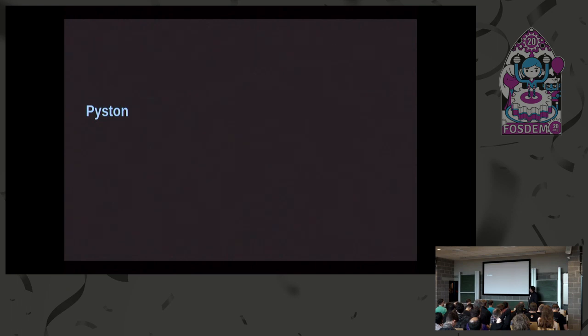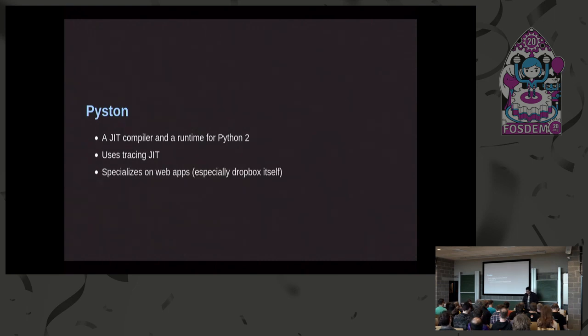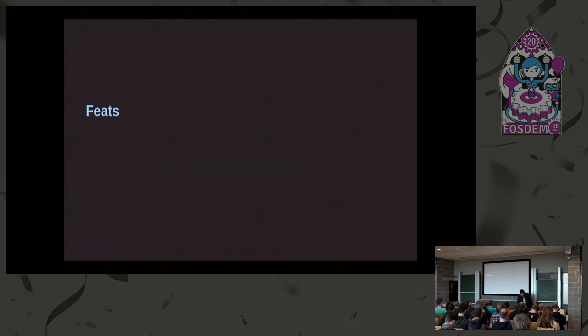Let's see, Pyston. Pyston is a JIT compiler and a runtime for Python 2. Its runtime is mostly based on CPython, so they have some gain on that. They use something called tracing JIT, and they specialize in web applications, especially Dropbox itself. They managed to run Django's full test suite, as far as I remember. Their feature is that they are 95% faster than CPython in the latest release in 2017.